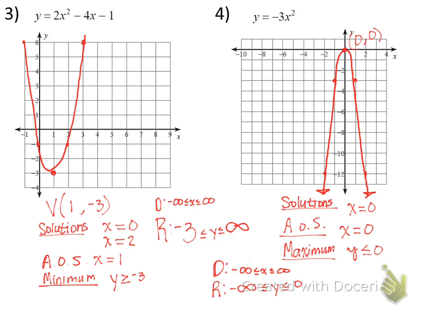Okay? So what we learned today is how to identify all these parts: solutions, axis of symmetry, minimum or maximum, and then domain and range, okay?